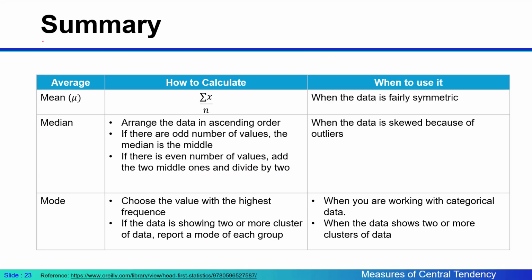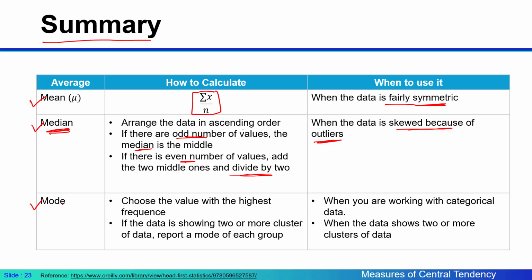Now if you look into the summary of this, you understand when you have to go for mean, when you have to go for median, and when you have to go for mode. In mean, the formula is the sum of all values divided by the total number of values, and we can use this whenever the data is symmetric. If the data has a skewed distribution and has outliers, then it is perfect to go for the median. How do you calculate this? Arrange the values in ascending or descending order. If you have an odd number of values, the middle value will be the median. If you have an even number of terms, you take the 2 middle values and divide their sum by 2.